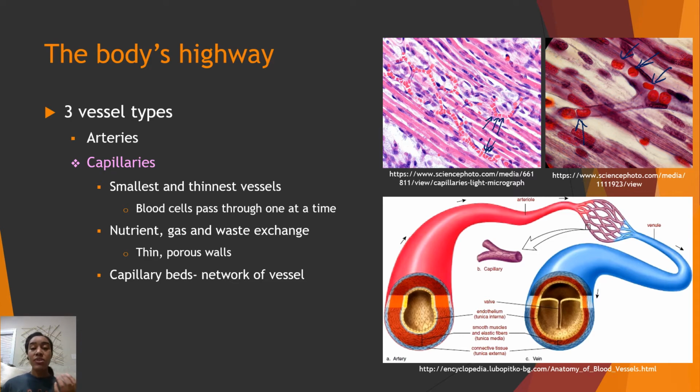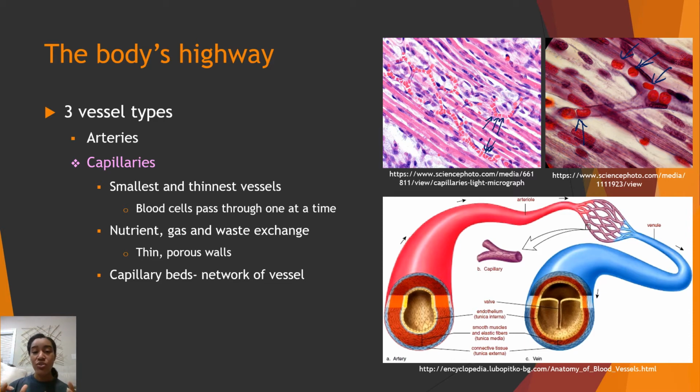And so as the blood is traveling through the capillaries, it slows down, right? Because it's not rushing through anymore. They have to travel single file. So it slows down, and this allows for the exchange of nutrients and gas and waste to occur between the interstitial fluid of the tissues and the fluid flowing through the bloodstream.